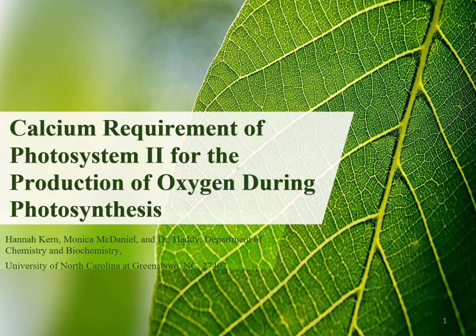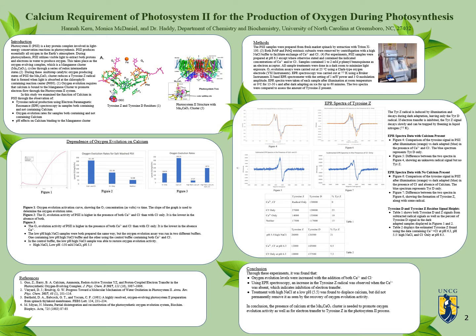And I'm Monica McDaniel, and today we are going to talk about Photosystem II, the effects of calcium on oxygen evolution rates, and the Tyrosine Z radical signal. Photosystem II is the part of photosynthesis that produces oxygen. For this project, we worked with Dr. Hetty at the University of North Carolina at Greensboro. This presentation is going to be a brief overview of this poster.